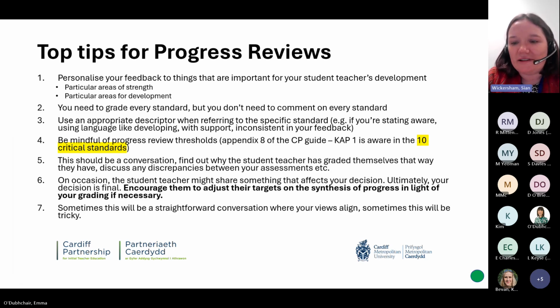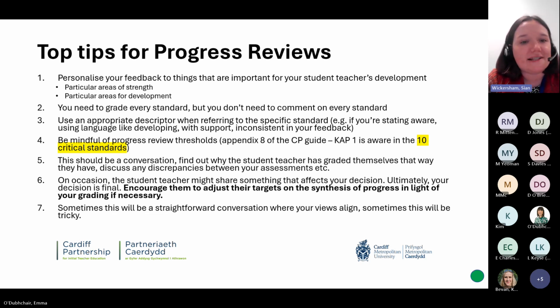So we've got another 10 minutes left. We might finish slightly before 1:15, and we're going to finish with some top tips and some resources for you to have a look at. The first top tip is to personalise your feedback to the things that are important for your student teacher's development.